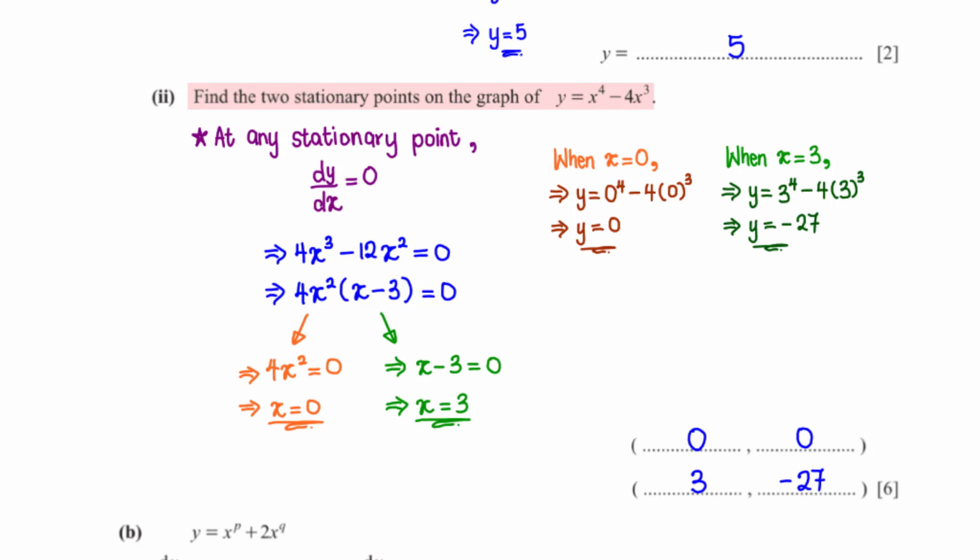Now that we have the x coordinates of the stationary points, we need to find their corresponding y coordinates by substituting the x values into the equation of the function. So when x equals 0, we have y equals 0. And when x equals 3, we have y equals negative 27.